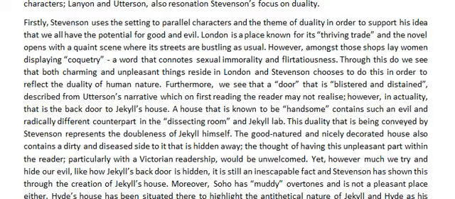The good-natured and nicely decorated house also contains a dirty and diseased side to it that is hidden away. The thought of having this unpleasant part within the reader, particularly with the Victorian readership, would be unwelcomed. Yet, however much we try to hide our evil, like how Jekyll's back door is hidden, it is still an inescapable fact, and Stevenson has shown this through the creation of Jekyll's house.